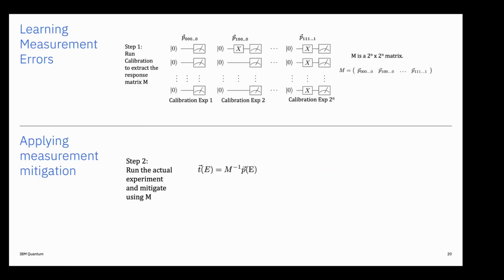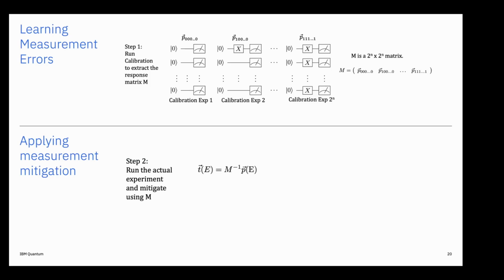What does that mean? Well, it means we basically have to run some kind of calibration experiment first, figure out exactly what our response matrix is. If you have n qubits, then that means you have to do 2 to the n different experiments and get a 2 to the n by 2 to the n matrix, which is M, which essentially captures my measurement error, right?